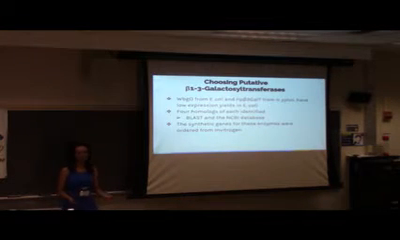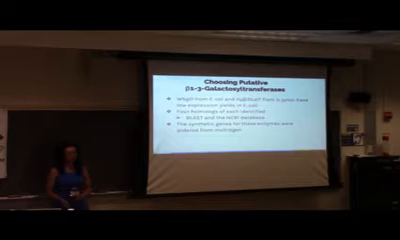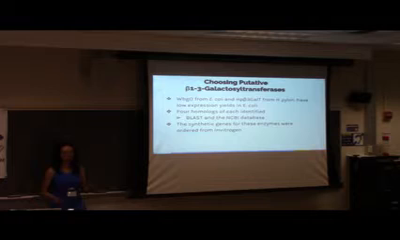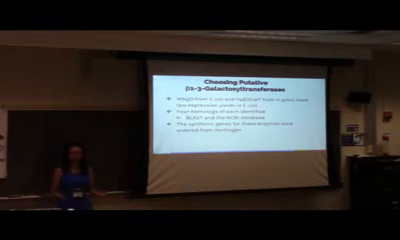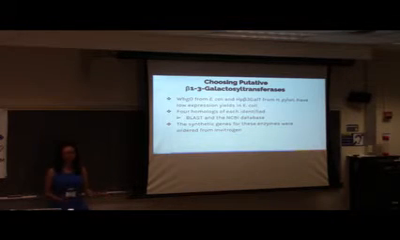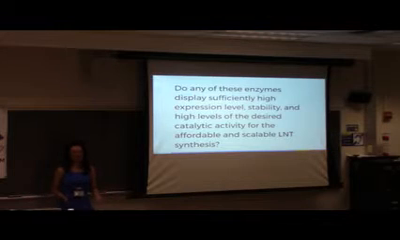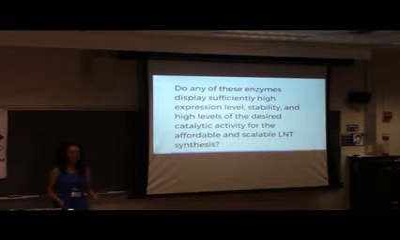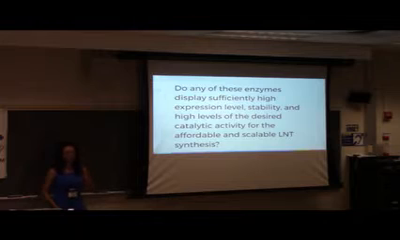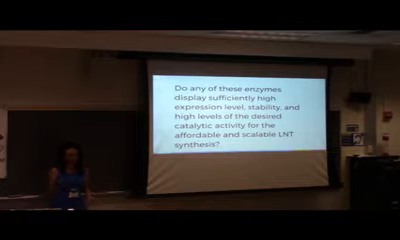So how do we choose these enzymes? We currently know that WbgO from E. coli and HP-beta-3-Gal-T from H. pylori have low expression yields in E. coli, but since they express, we can possibly use them in optimized conditions. Also, we got 4 homologs of each of them by using BLAST from the NCBI database. We ordered these genes using Invitrogen. So our question for my project is, do any of these enzymes display sufficiently high expression level, stability, and high levels of the desired catalytic activity for affordable and scalable LNT synthesis?